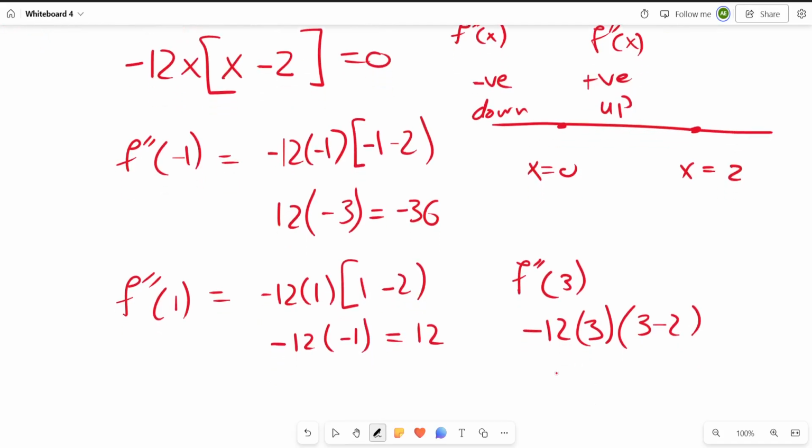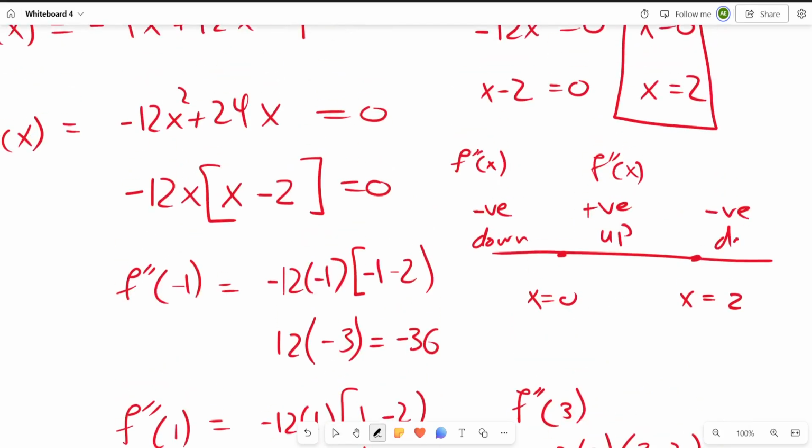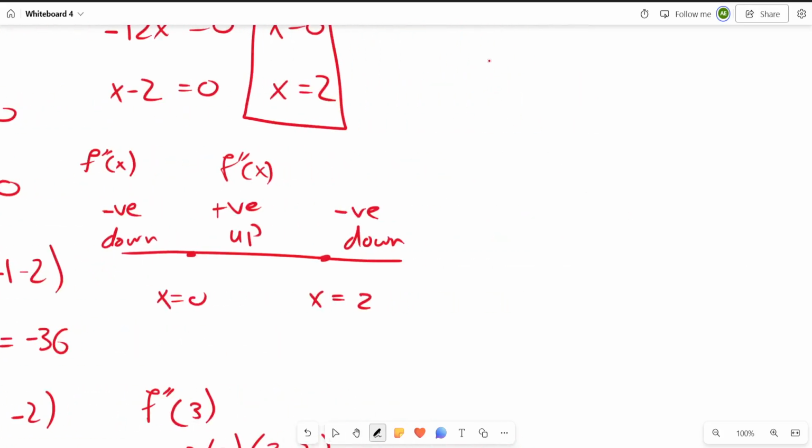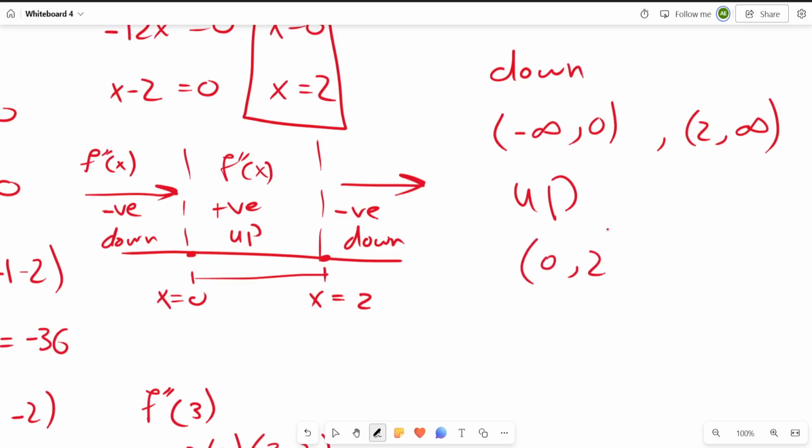So this is going to be negative 36 times 1, which is negative 36. So again, this over here is a negative number, so it's concave down. The interval where it's concave down is x from negative infinity up to 0 and from x equals 2 up to positive infinity. These are the intervals where it is concave down. And when it's concave up, it's this interval here from x equals 0 to x equals 2.